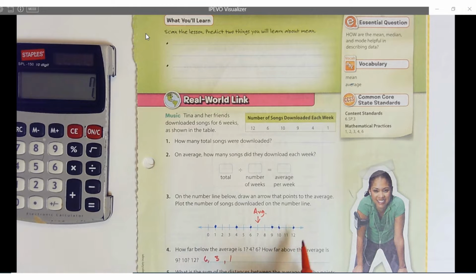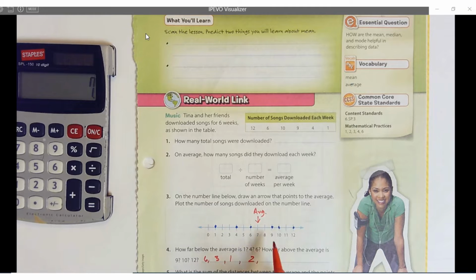Let's look at this number 12. Where's 12? It's 1, 2, 3, 4, 5, 5 above the average. So 6, 4, and 1 are below the average because they're below the 7. All of these numbers were below the 7. Now all these numbers are above the average. So 9 is 1, 2 above the average.